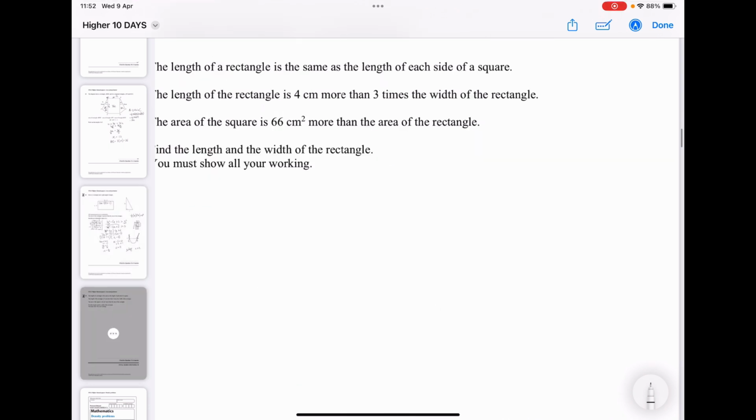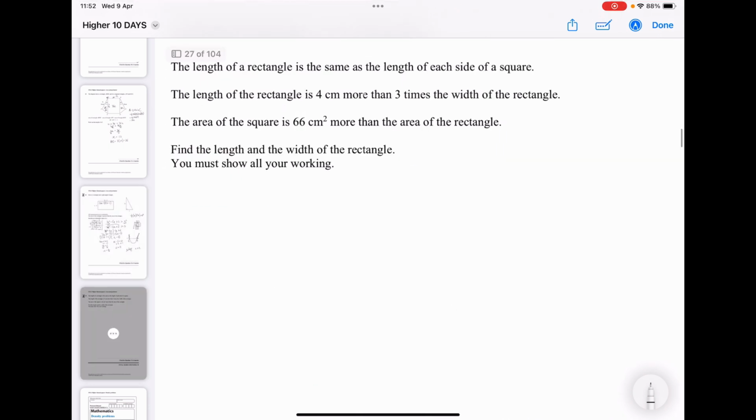Okay, length of a rectangle is the same as the length of each side of a square. The length of the rectangle is 4 centimetres more than 3 times the width of the rectangle. The area of the square is 66 centimetres squared more than the area of the rectangle. Find the length and the width of the rectangle. You must show all your working. Seems complicated.